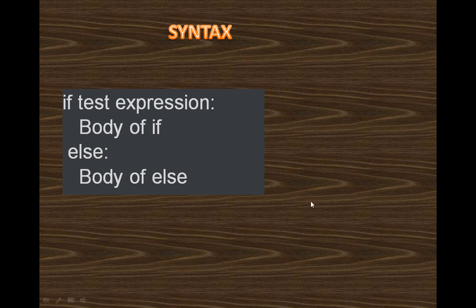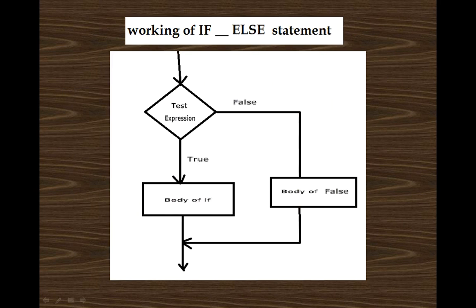That means if your expression is true, the body of if will be executed, and if the result of the expression is false, the body of else will be executed. That means in both conditions, either true or false, it will execute some part of your statements. So let's get a better idea with the help of this flowchart.